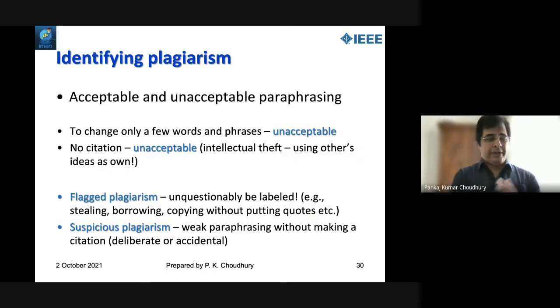It can be defined in two different ways: flagged plagiarism, and the other one would be suspicious plagiarism. Okay, the flagged one can unquestionably be labeled as stealing, borrowing, copying without putting quotes. These are examples of flagged plagiarism. And the suspicious ones are like weak paraphrasing, without making a proper citation. Okay, this can be even deliberate. This can be accidental as well. An accidental one can be acceptable, but the deliberate one can in no way be. So that is why one has to think: am I really honest? If you are really honest, deliberately, it will not be done.